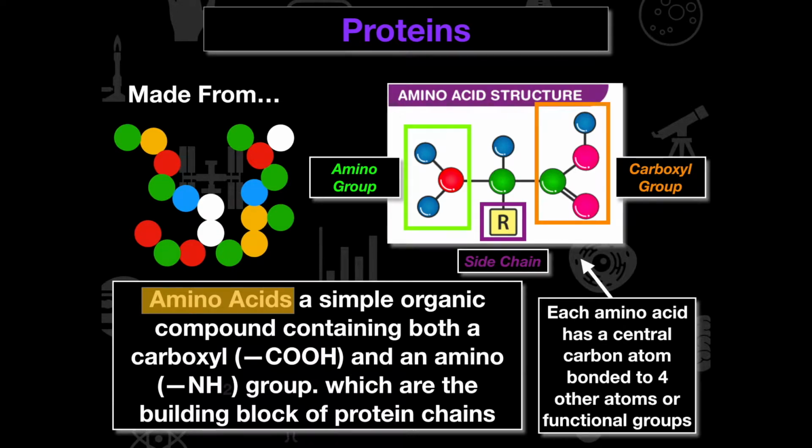So if we're looking at this, each amino acid has a central carbon atom, and then there are 4 other atoms bonded to it, which allow for the functional groups: the amino group, the side chain, the carboxyl group. And this is what we consider the functional groups of this specific amino acid.